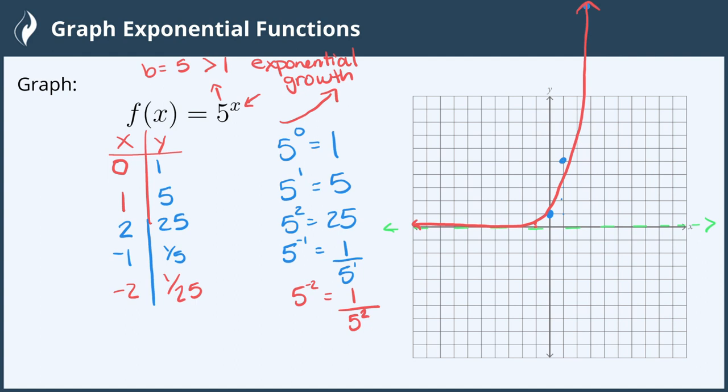When you make these, now that you know what the basic shape will be, you only need to pick 2 points, and I would suggest picking your inputs of 0 and 1. This will give you your y-intercept and the next point on your graph, which I didn't do a very good job of making sure that my graph went through. There we go. Now we are. And that's our graph. We're all done.